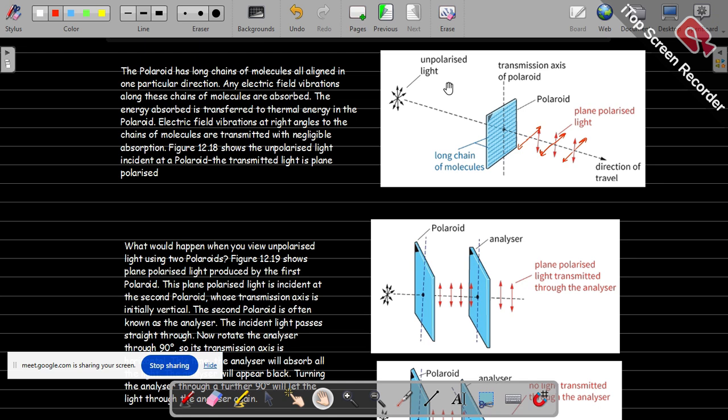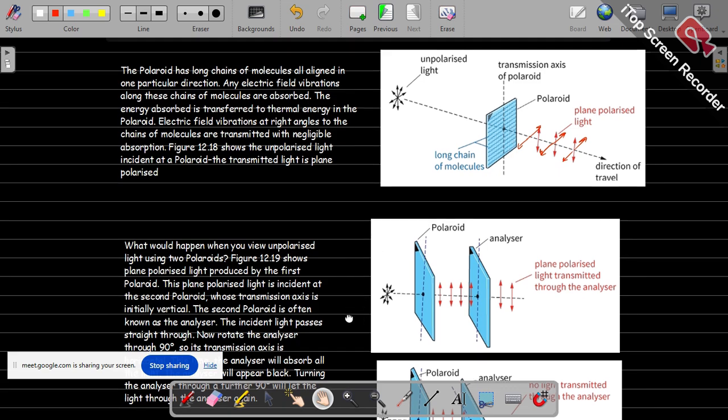And the figure shows that we have unpolarized light and it is incident on a polarizer. And then what we get as output is plane polarized light along the vertical axis. See, this shows the arrangement of molecules. Molecules are arranged horizontally, so they do not allow the horizontal direction, they only allow the vertical direction.